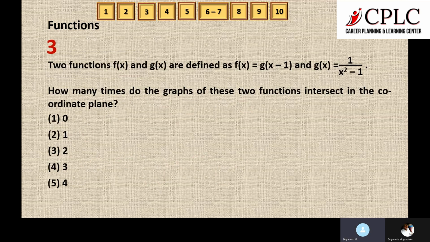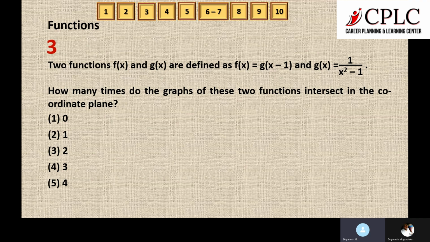Third one, they have given two functions f of x and g of x, which are defined as f of x is equal to g of x minus 1 and g of x is given as 1 upon x square minus 1. So they have only given the function g of x, which is 1 upon x square minus 1. They have not given f of x directly, but they have given us the way to find out f of x based on g of x.